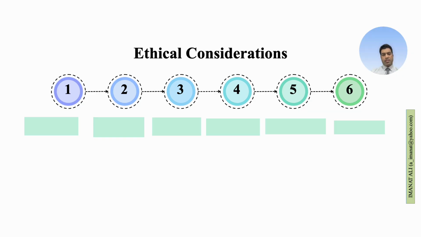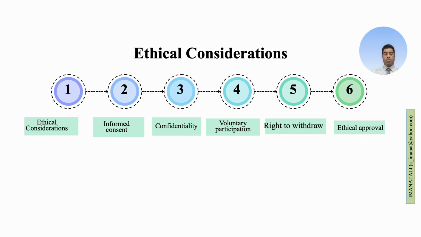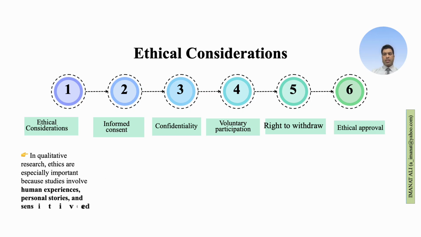Now it comes to ethical consideration: how can ethics be preserved during qualitative research? For that purpose: first informed consent, then confidentiality, voluntary participation, right to withdraw, and ethical approval. All these things should be considered when anyone is collecting qualitative data. These ethics are especially important because the study involves human experience, personal stories, and sensitive data.